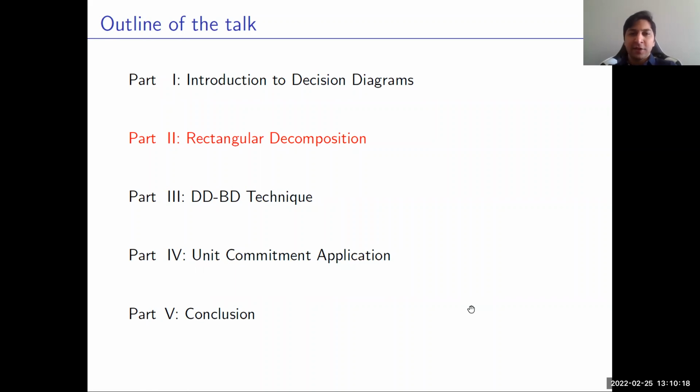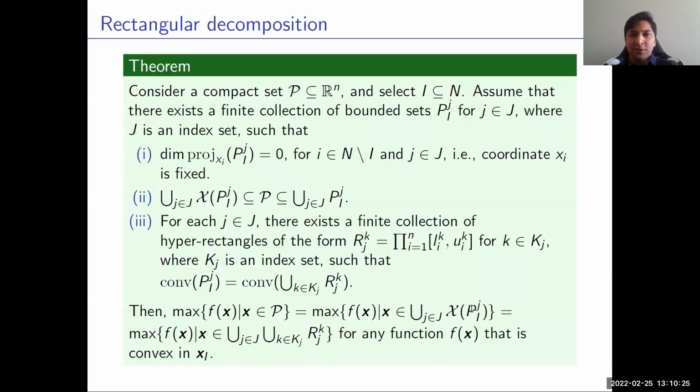The way to answer these questions is to introduce a new technique called rectangular decomposition. In this section, I will briefly talk about that. At the heart of the rectangular decomposition lies this theorem. Consider a compact set P in R^n and select a subset I of the variable indices. Assume that there exists a finite collection of bounded sets, Pj, for an index set J, that satisfy the following 3 conditions. The first condition is that the dimension of the projection of these sets Pj over x_i, where i are the indices not selected in this capital I, will be equal to 0, which means that the coordinate x_i will be fixed for all these sets Pj.